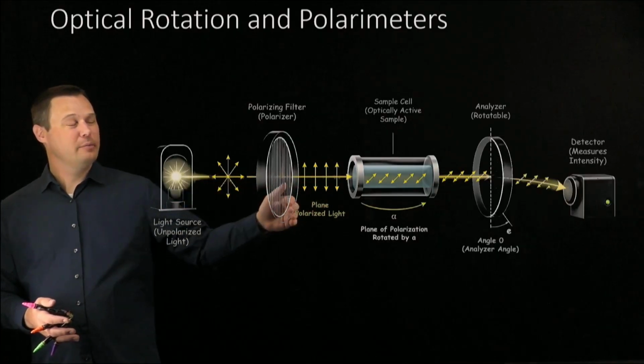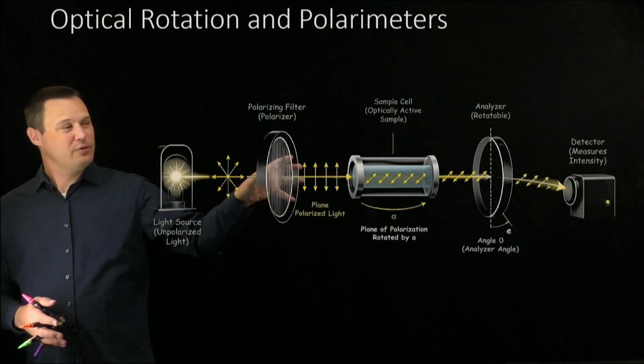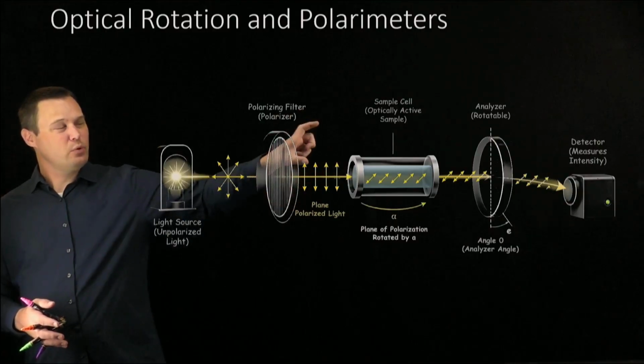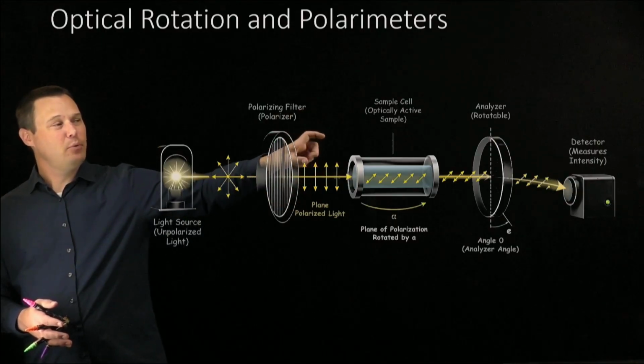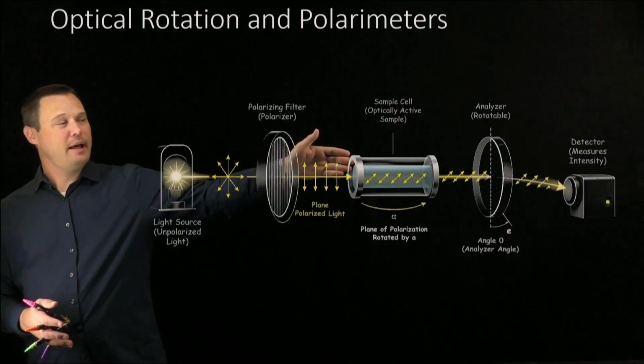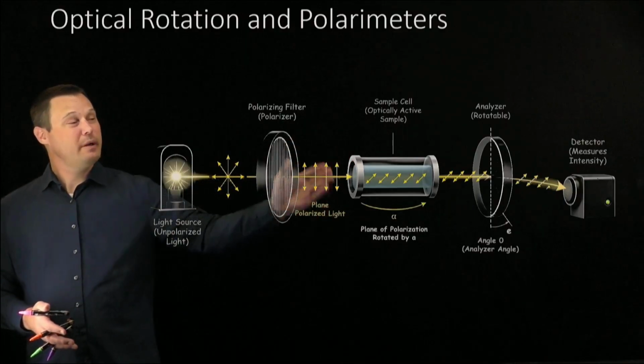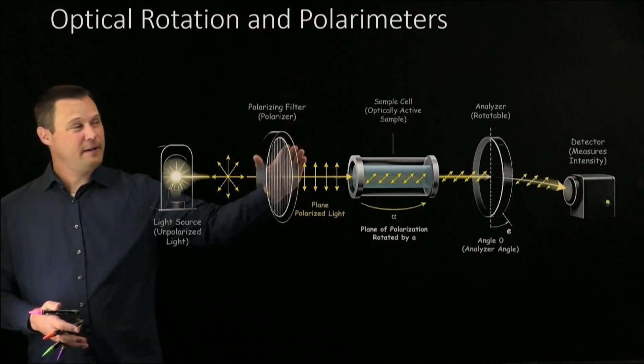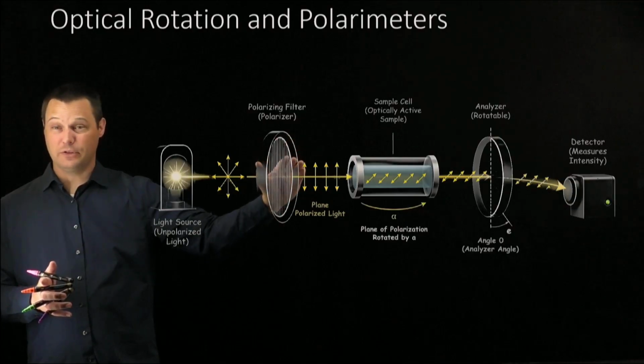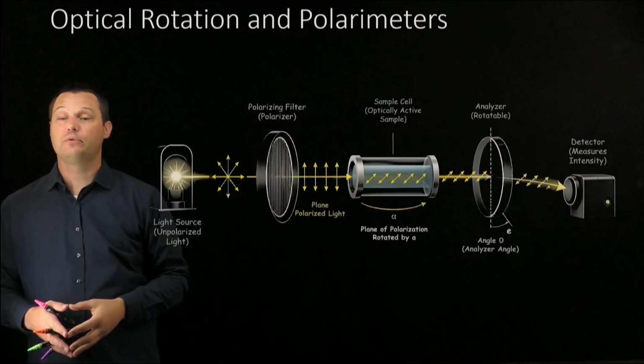And at the end of the polarimeter is another polarizing filter. After the beam of light has been rotated, there's only one orientation of that final polarizing filter that will let that light pass through and reach the detector. And we can measure how far we had to rotate that final filter and in which direction, and that gives us the observed rotation for a sample.